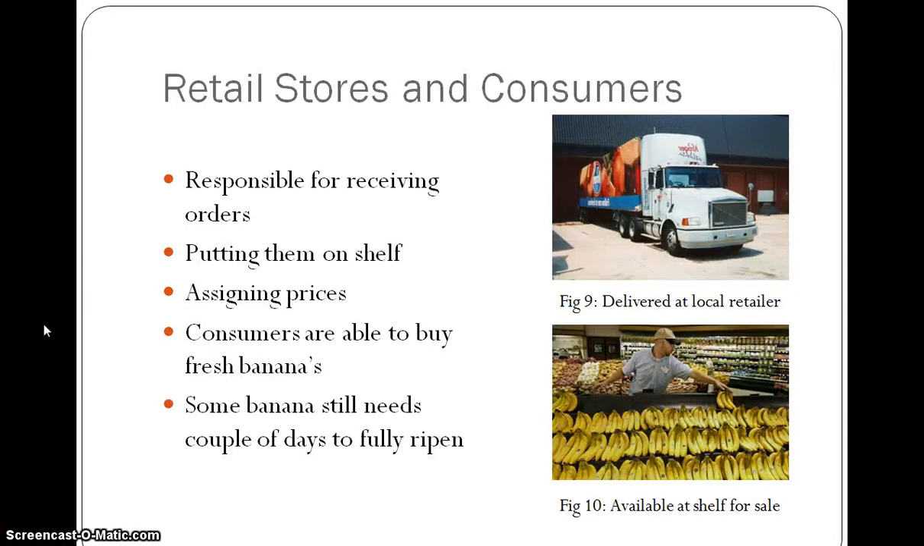This is the eighth and final step in the commodity chain of bananas. Retail stores are responsible for receiving the orders and putting them on shelf, assigning the prices and making sure they have a little bit of profit. Consumers are able to buy the fresh bananas off the shelf. Some bananas are green, others are a little bit yellowish. Again, that is for extended life for the bananas on the shelf.